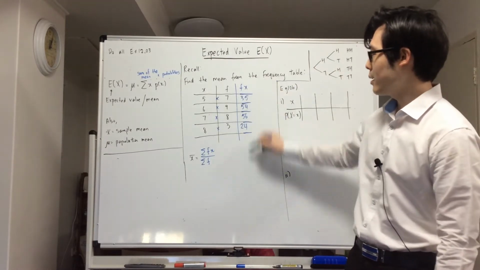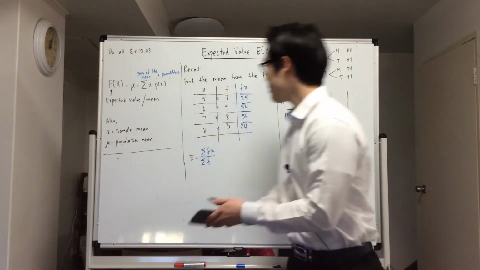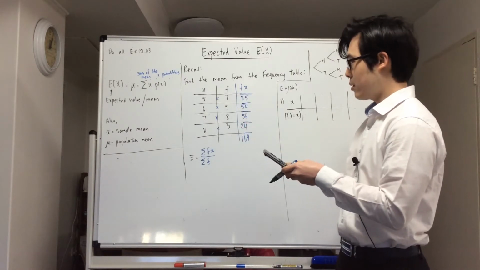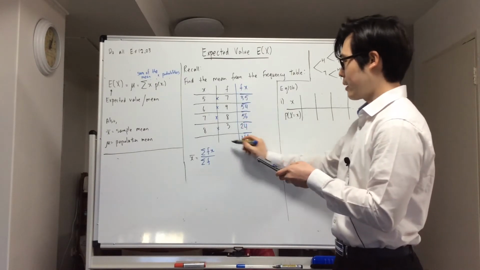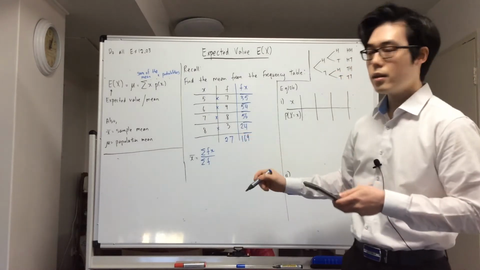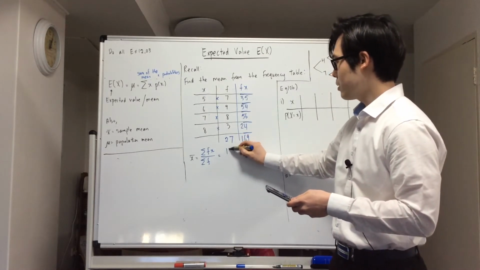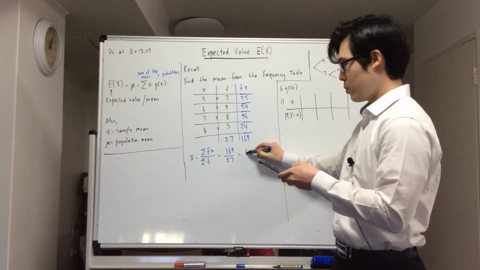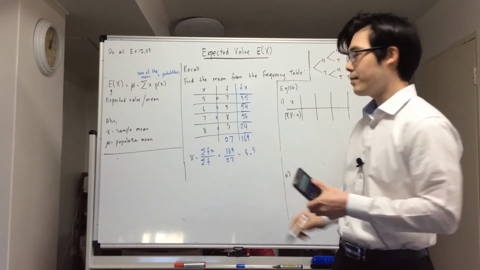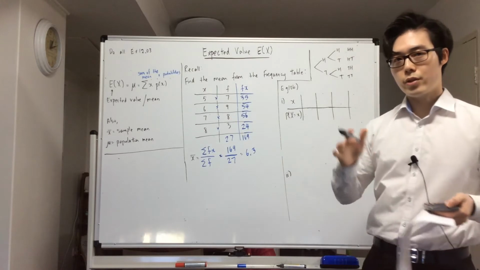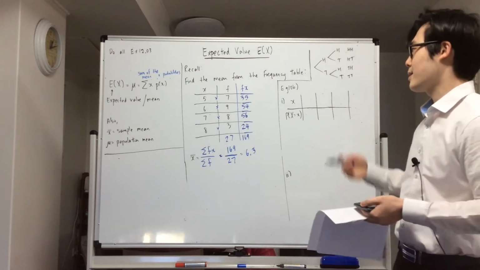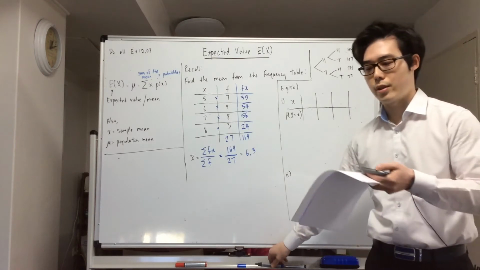So let's do that. Let's add all this up. This is 169. And if I add all of the frequency up, I get 27. So the mean from this frequency table is 169 over 27, which is equal to 6.3. Okay? The reason why I'm showing you this is because now we're going to apply similar steps to our next example here in our probability distribution table question.